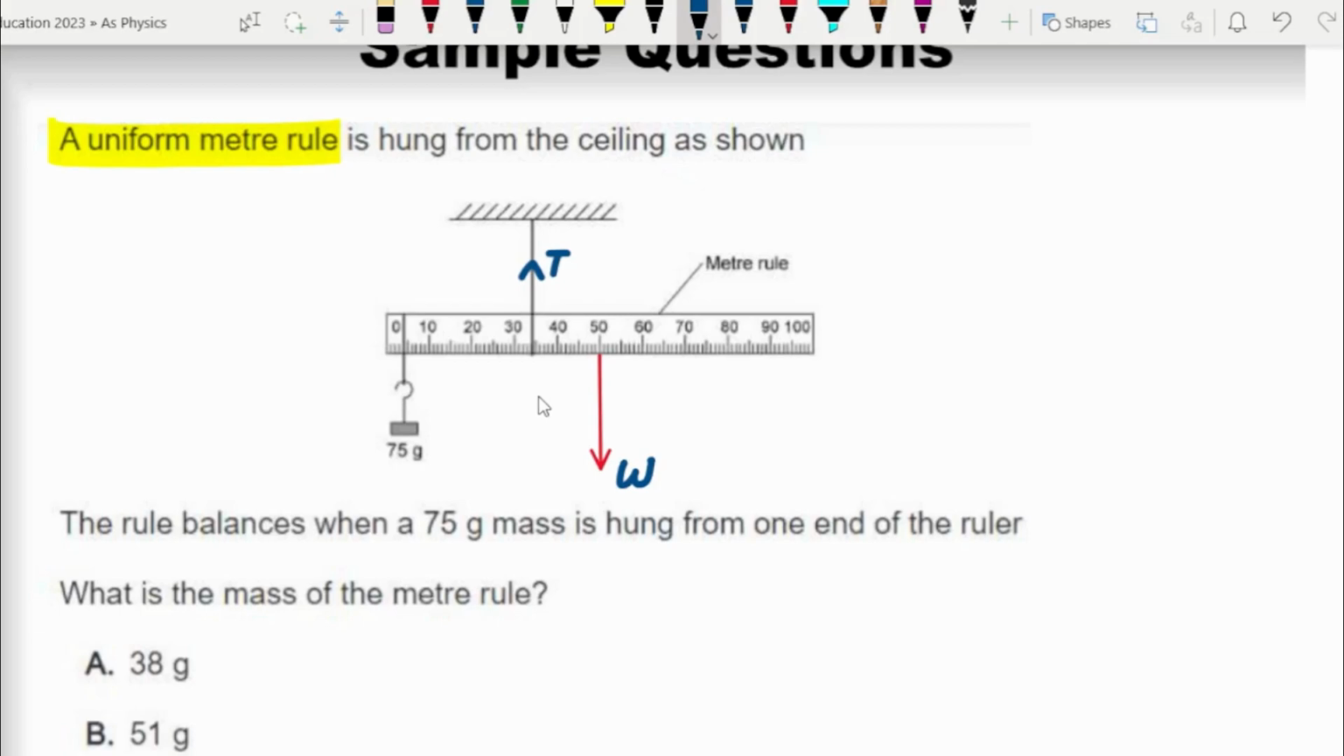So in order to apply the principle of moment, what we have to do is, and how do we know we can apply the principle of moment? Because it reads the rule balances. Means in this situation, when you have hung the mass of 75 grams, then you can apply the principle of moment because the rule balances then. So we can apply the principle of moment in this situation.